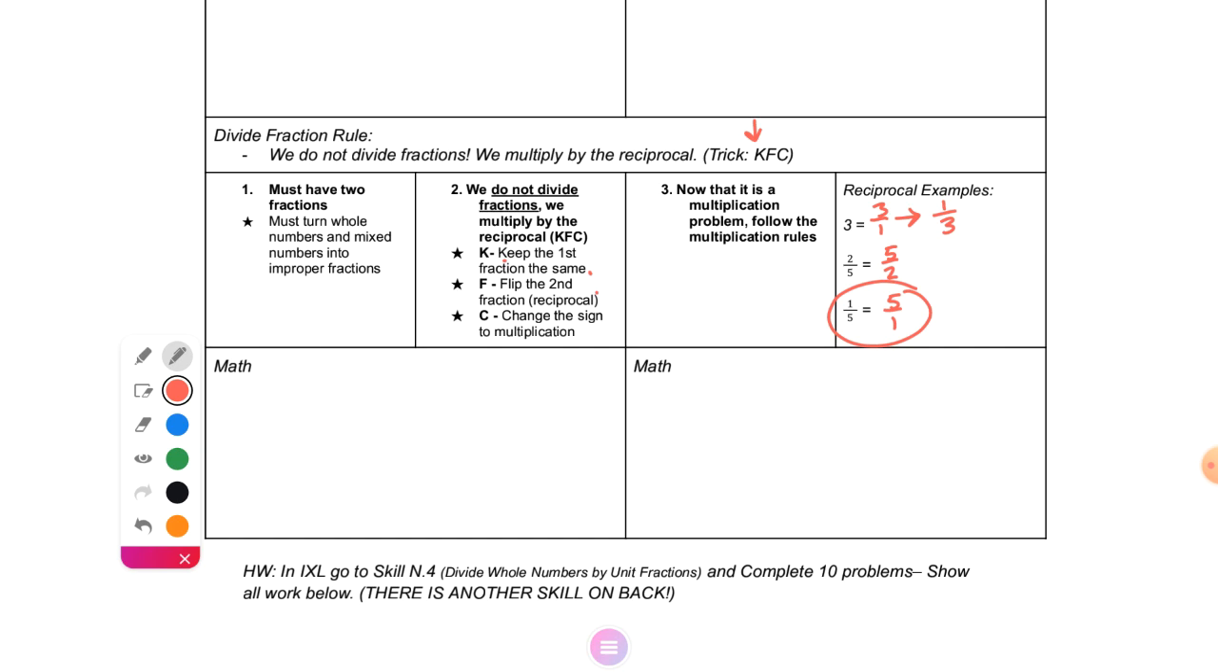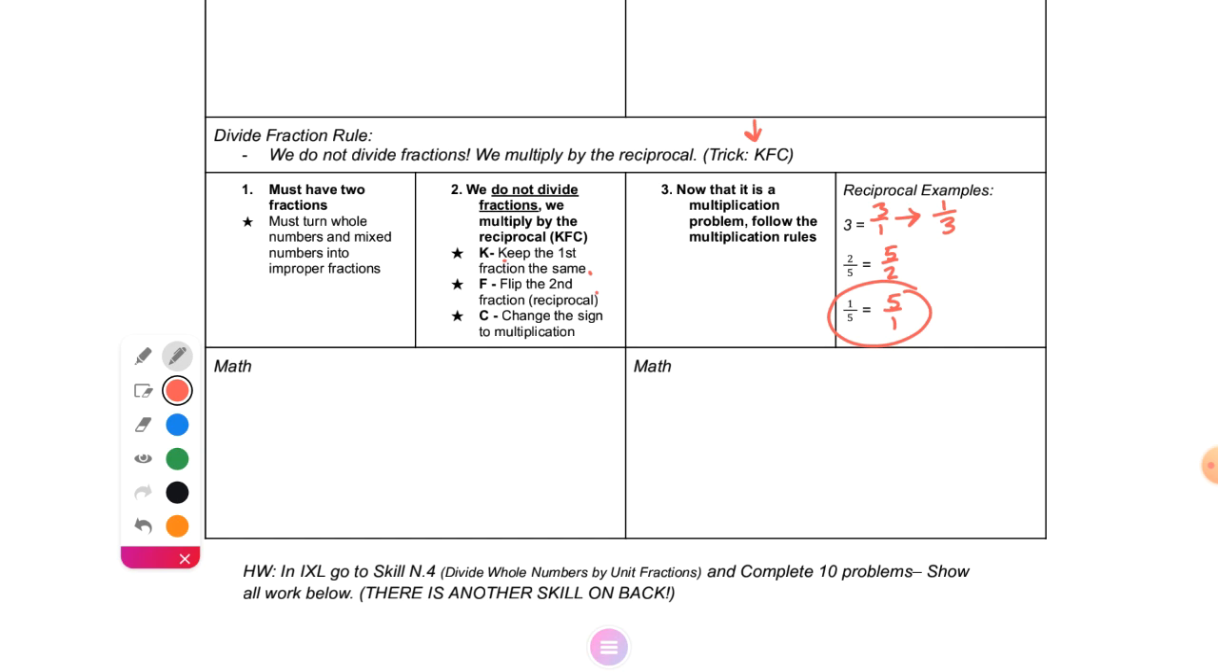Do we know how to multiply fractions? Yes. How do we multiply fractions? Elise? Yeah, multiply them straight across. Reduce, cross cancel if possible. Okay? So we're going to do a couple. We're going to start with the ones at the top.